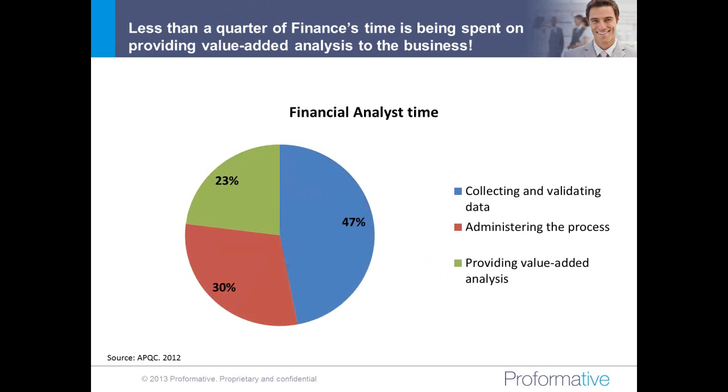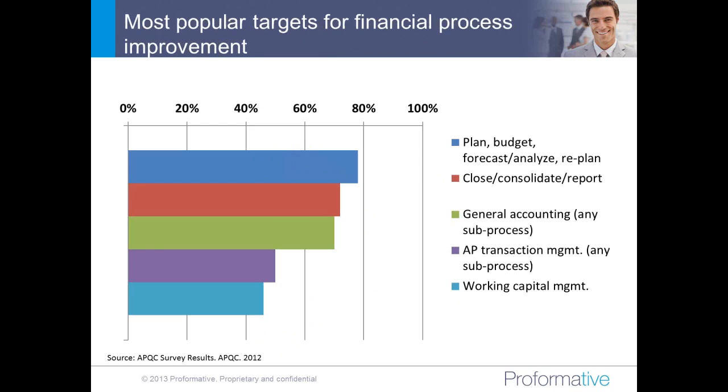Part of this is also because finance is spending a lot of their time aggregating and validating data. The growing big data problem is really exacerbating the problem. And again, one of the things I want to reiterate is that some of the most popular targets for financial process improvements are really to plan, budget, and forecast, which is why we're having this discussion, because it is key in the minds of the CFO.